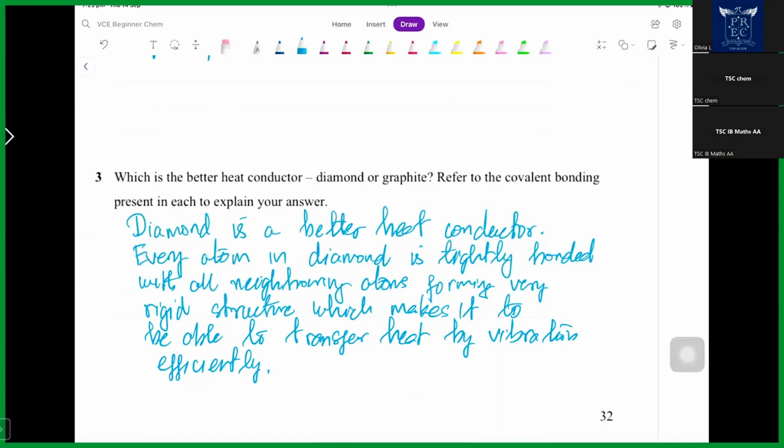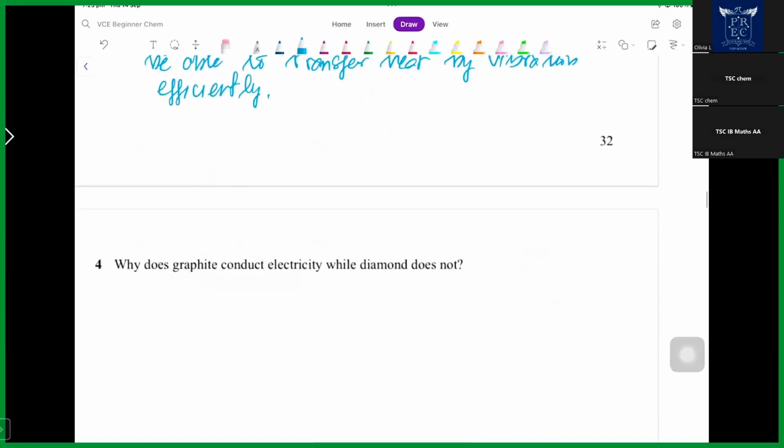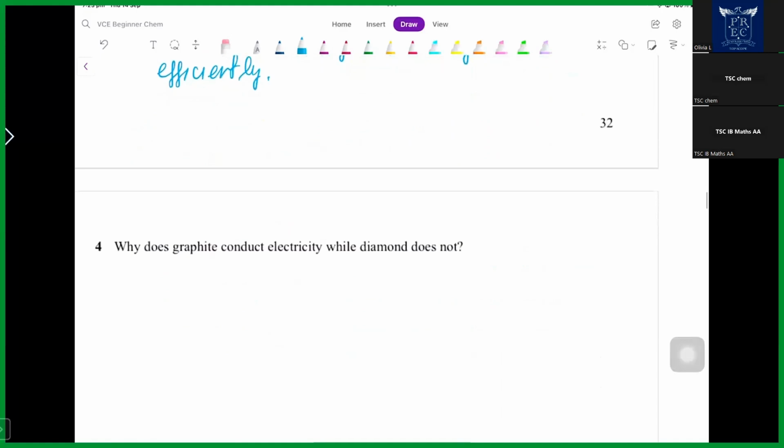Okay, question? This chapter is a little bit heavy in the theoretical explanation. So make sure that when you answer, you have those keywords in it. Why does graphite conduct electricity while diamond does not?